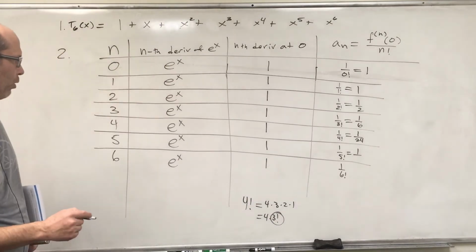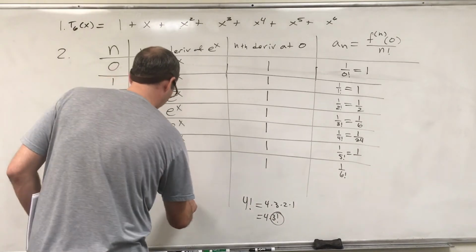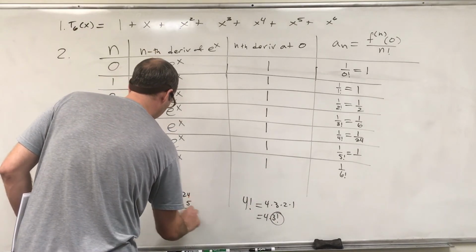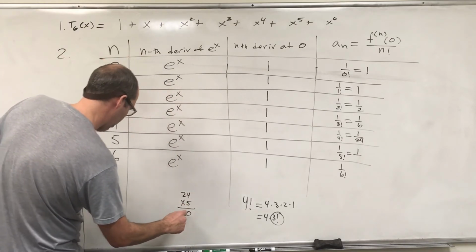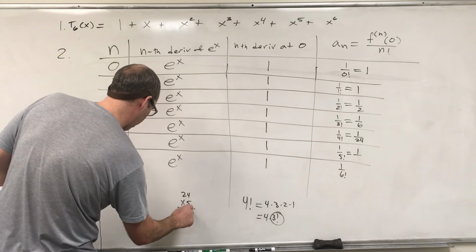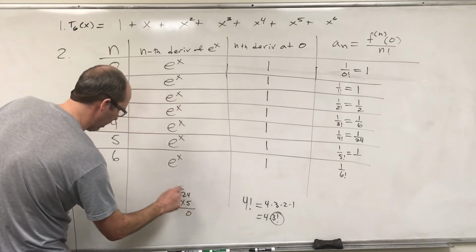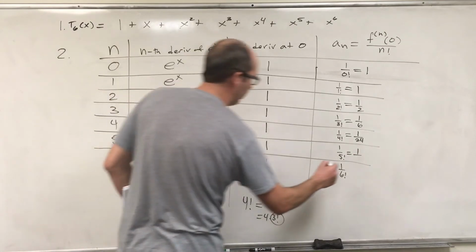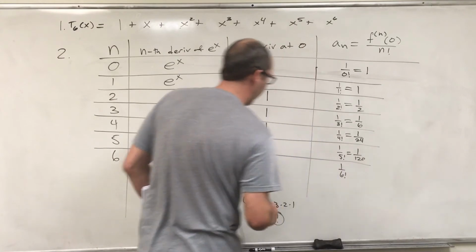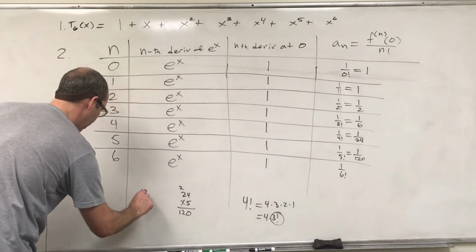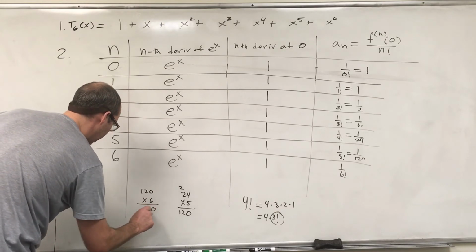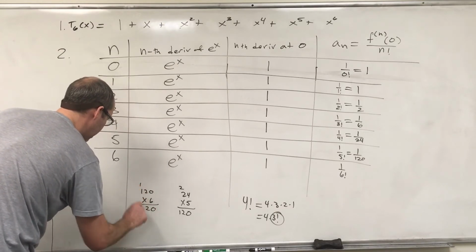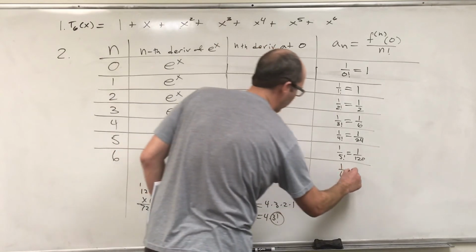Okay, 24 times 5. Let's see, what's 24 times 5? 5 times 4 is 20, and 5 times 2 is 10, so that's 120. Then 120 times 6 is 720.